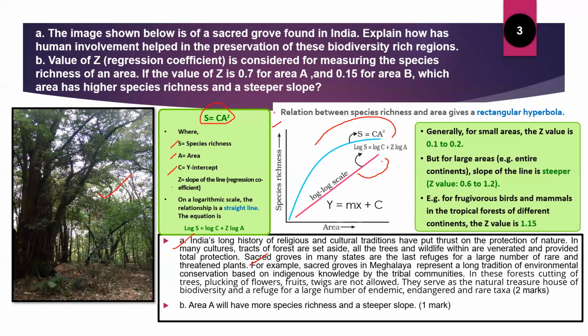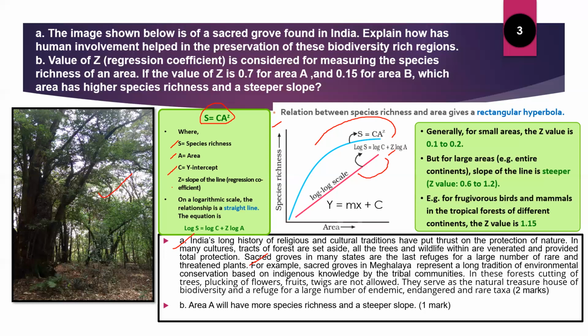Now, this value of Z is very critical. Generally, for small areas, the Z value is around 0.1 to 0.2. But for large areas, for example, the entire continents, the slope of the line is steeper. Z value ranges from 0.6 to 1.2. For example, for frugivorous, fruit-eating birds and mammals in the tropical forest of different continents, the Z value is 1.15.